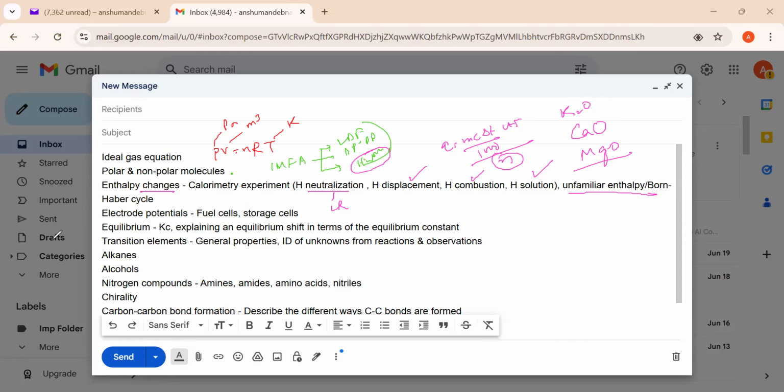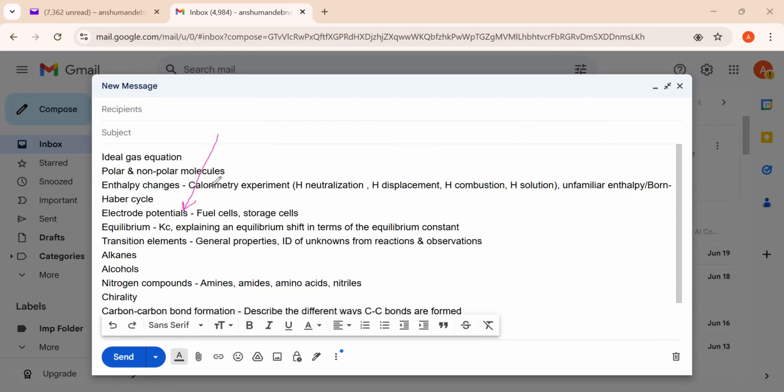Electrode potential is a good topic. They will be testing it for the A star questions. Combine it with going over the fuel cells, hydrogen fuel cells, and storage cells such as the batteries we have. The equilibrium constant we discussed in the earlier prediction video. For the OCR students, this is mainly for you. I'm just telling you that the Kc will be tested.